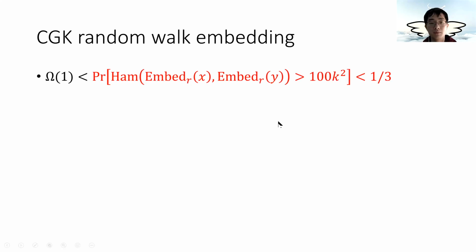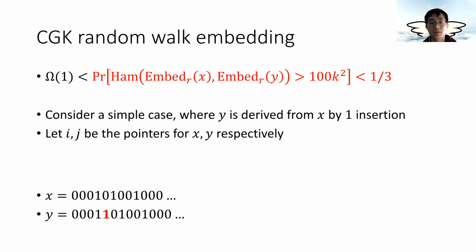Here is the key property. We will show that the Hamming distance between the embedded output is at most 100k squared with constant probability. Consider a simple case where the string y is derived from x by one insertion, and let i and j be the pointers on x and y respectively.